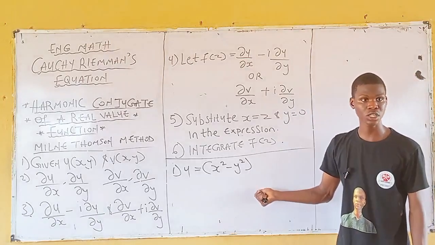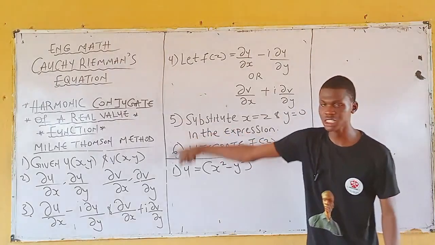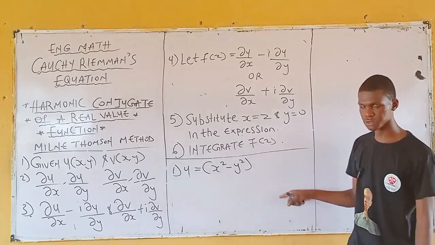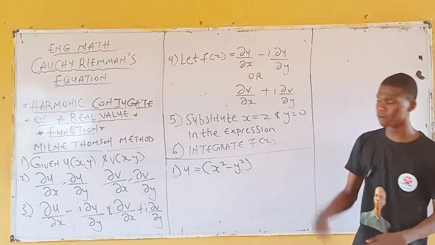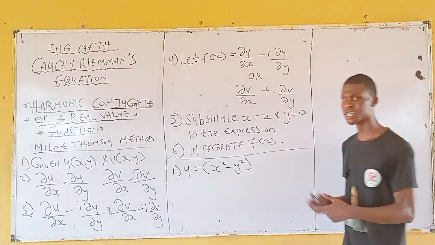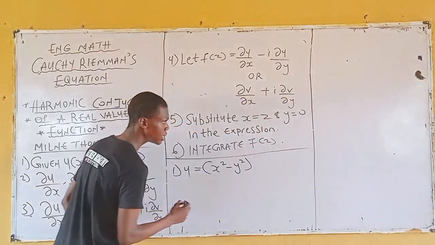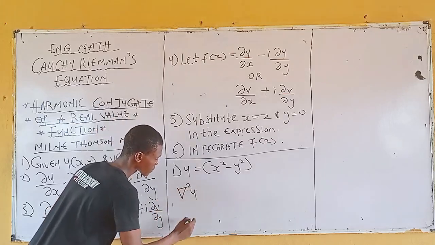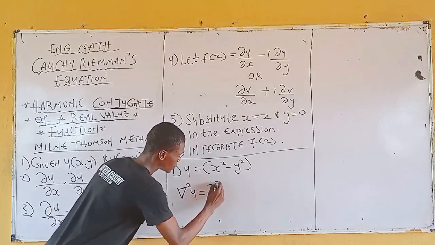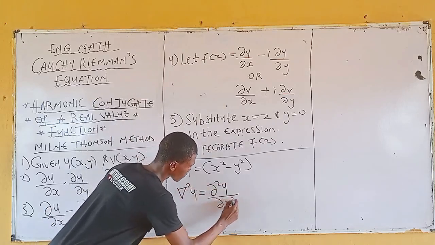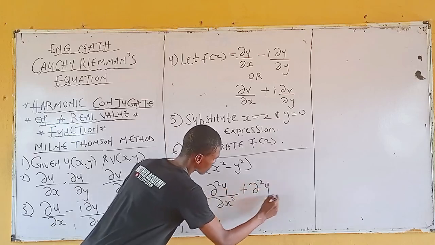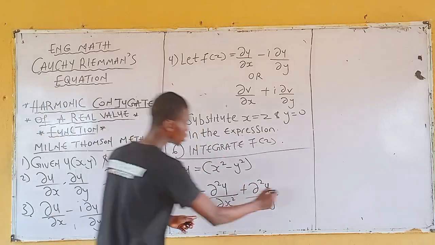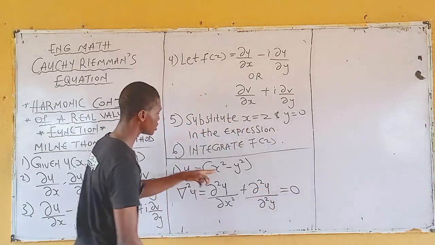This was the example we did previously, so we want to see how we can use this method to solve it. Number 1, given this question, check if this function is a harmonic function. By harmonic function, we are saying that the two-dimensional Laplace equation must be met, and it must be equal to 0.